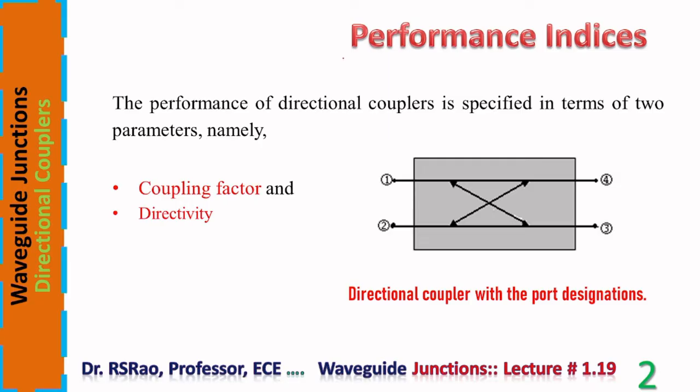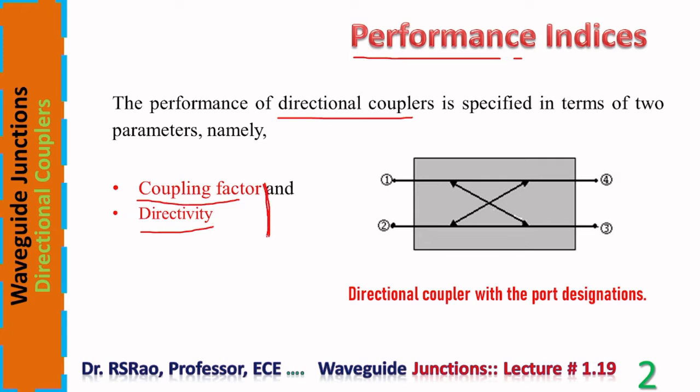We begin the session with the performance indices of directional couplers. As already mentioned, these are two in number. One is coupling factor, another is directivity. Sometimes isolation is also used. Now we are going to have a formal definition for these two parameters.